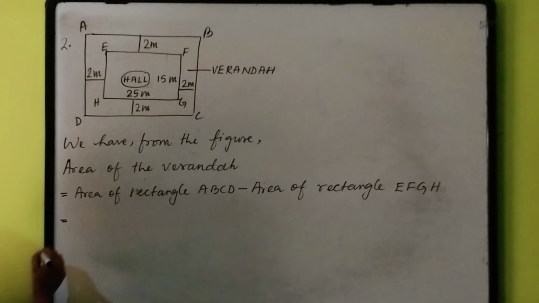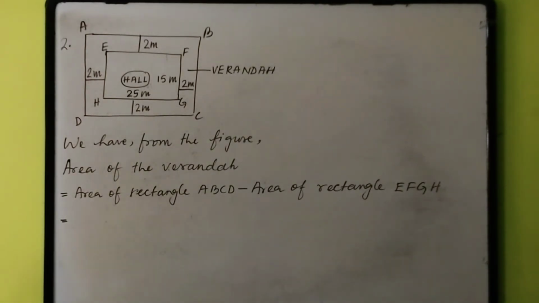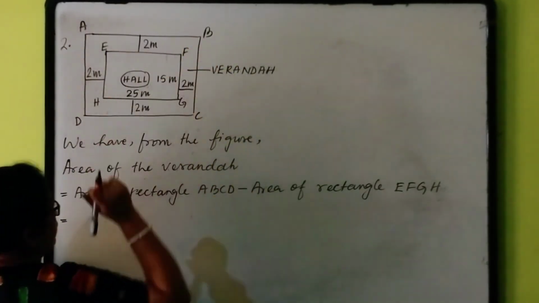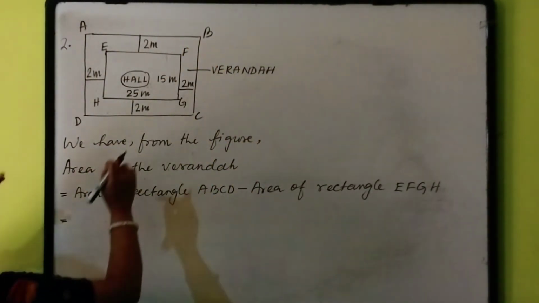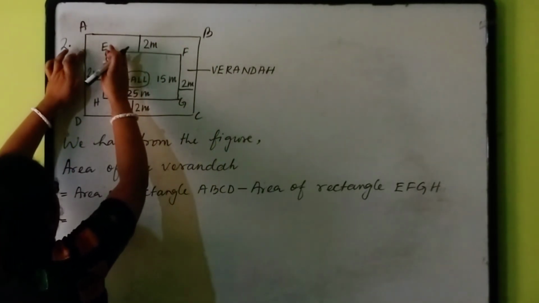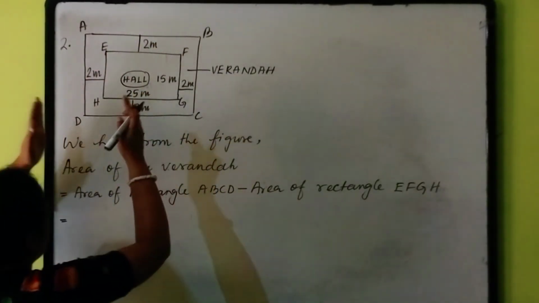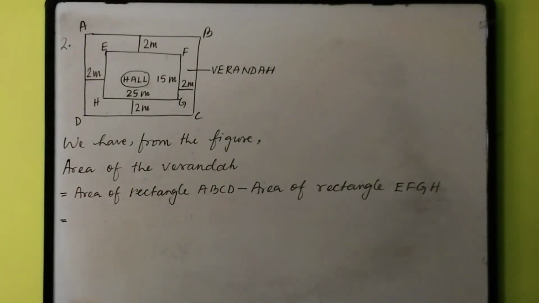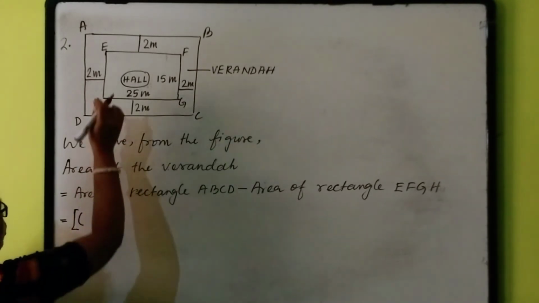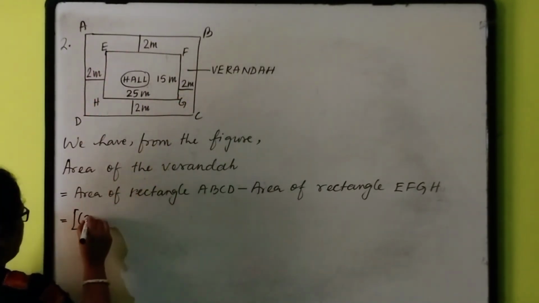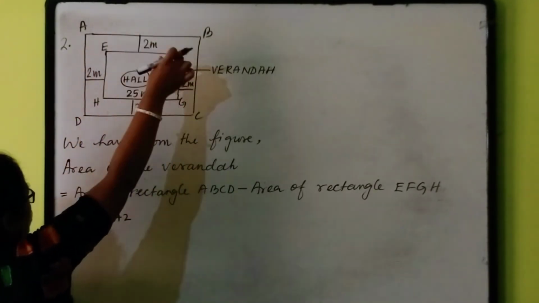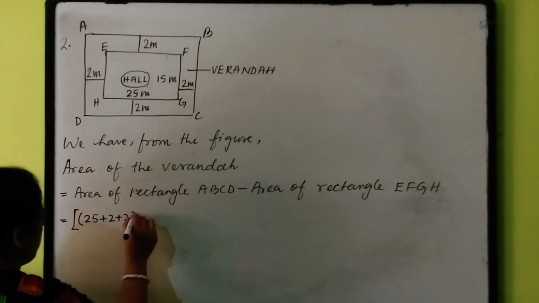Now see, area of the rectangle A, B, C, D. This length is not known to you, but this much length is known to you. Now 25 plus 2 will give you the length. So that means length is your what? 25. This much is your 25. 25 plus 2 plus 2. Okay then, this is the length.